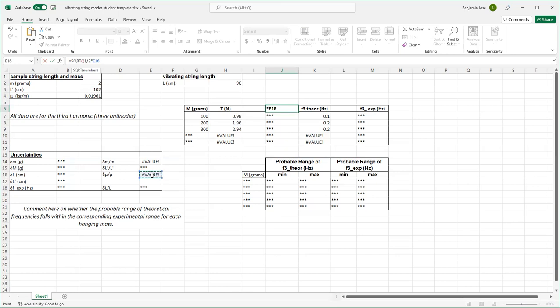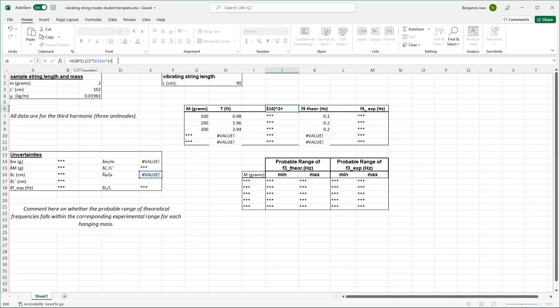mass density. And again, I've got to hit F4 to do an absolute cell reference. Then I close the parentheses and then I square it. This is a common mistake. People have to put the power outside the parentheses. You need it inside the parentheses.